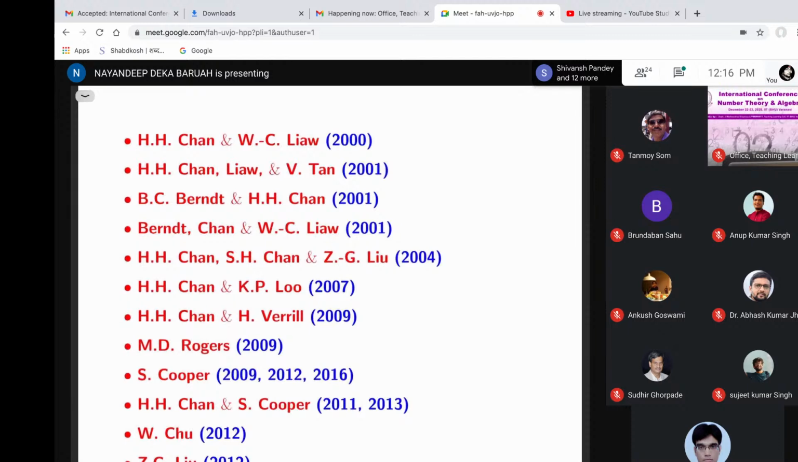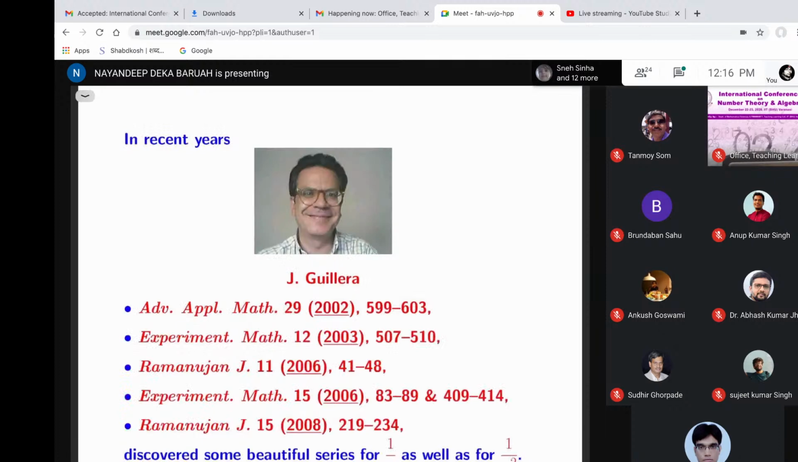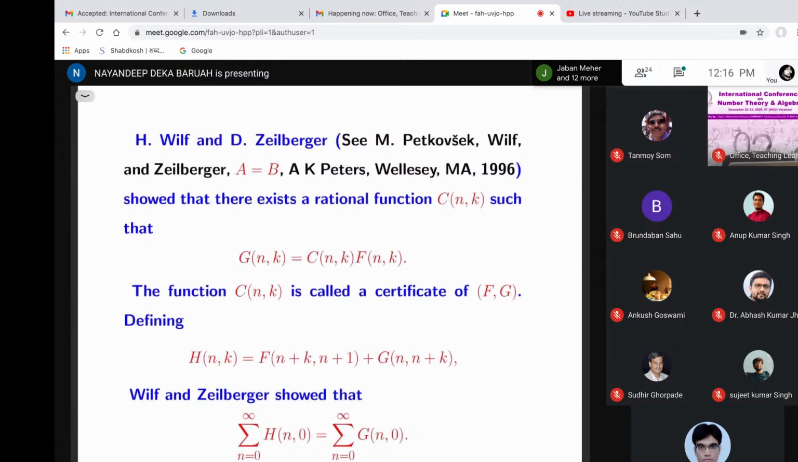And he used a method called the Wilf-Zeilberger pair, the WZ pair. Wilf and Zeilberger were the first to use this method to derive a one-page proof of the representation of pi given by Ramanujan. Actually, this was first proved by Bauer in 1859, and Ramanujan recorded it as an example in section 7 of chapter 10 in his second notebook.